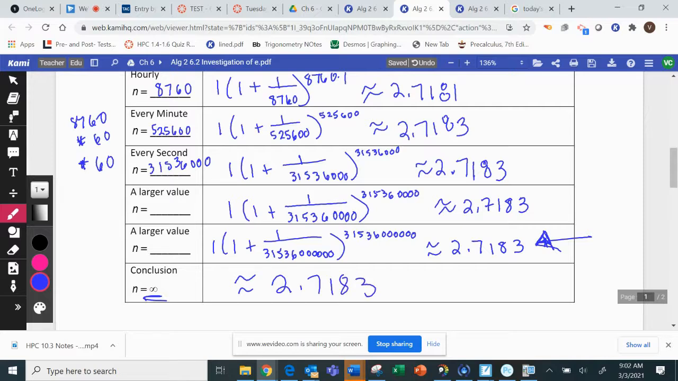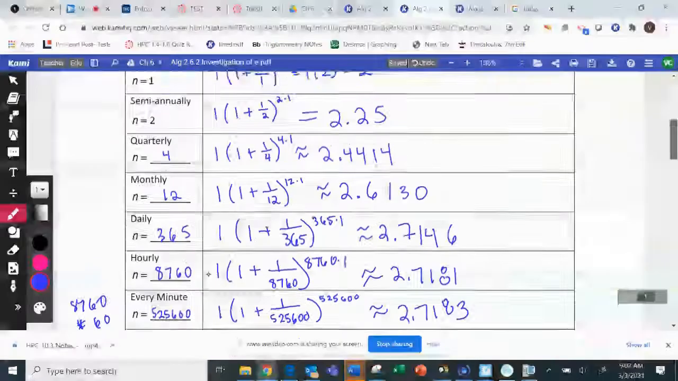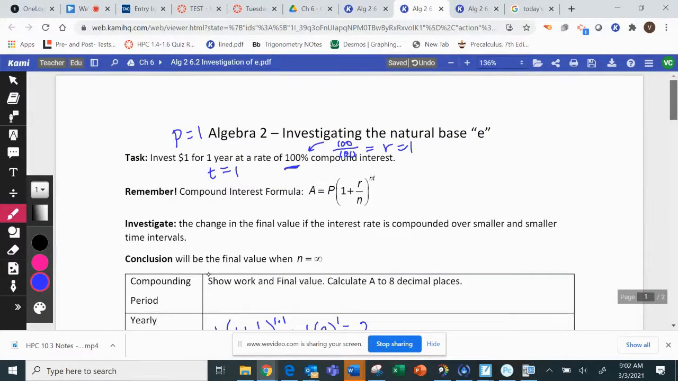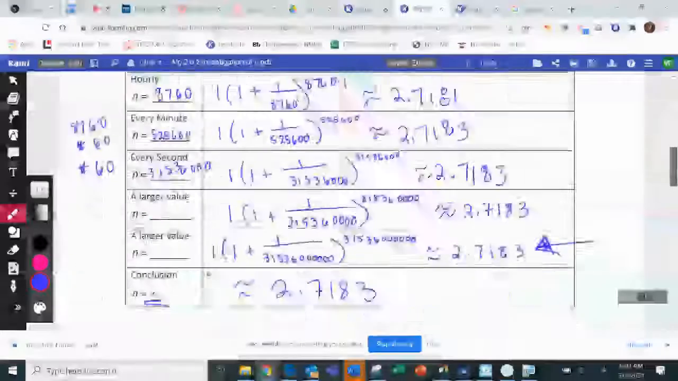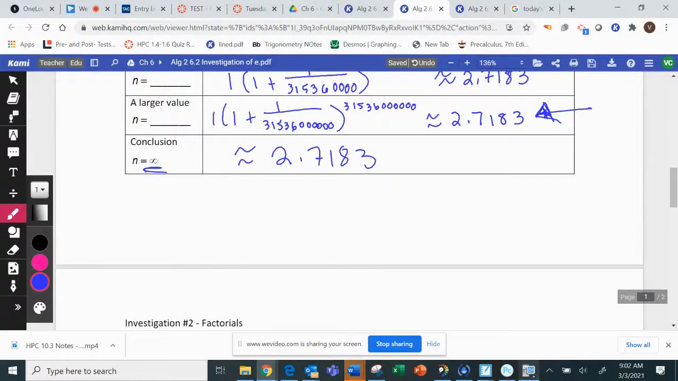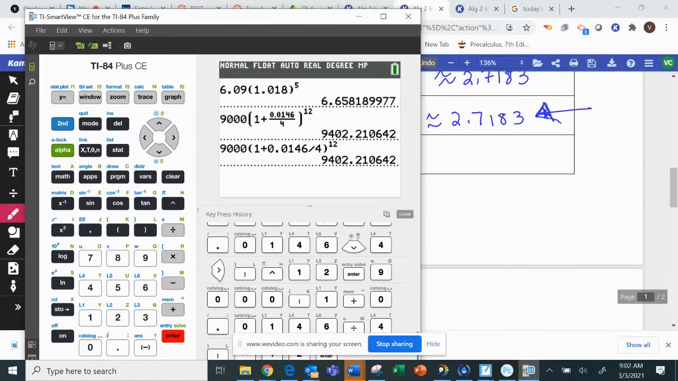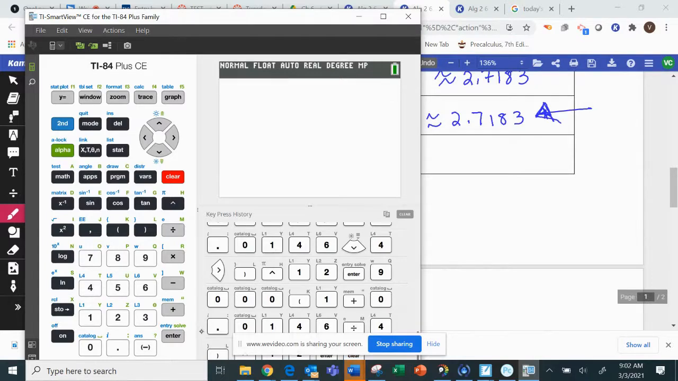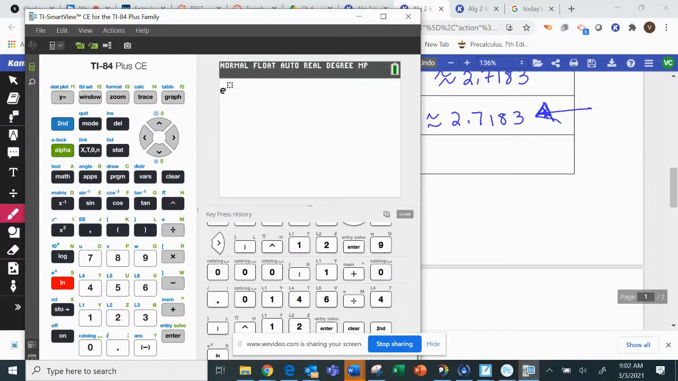2.7183. Okay, approximately. We can never get to infinity, so it won't actually be that exactly. But now I want you to do one more thing on your calculator, because the title of this was investigating the natural base E. I want you to press second, and then the button that says ln, but above it, it has an E. It's going to open up an exponent. I want you to put a 1 in that spot. So do e to the first power and hit enter.